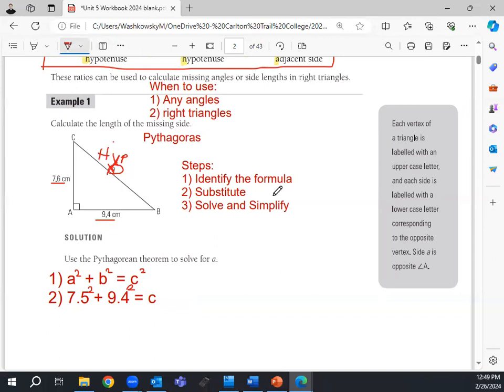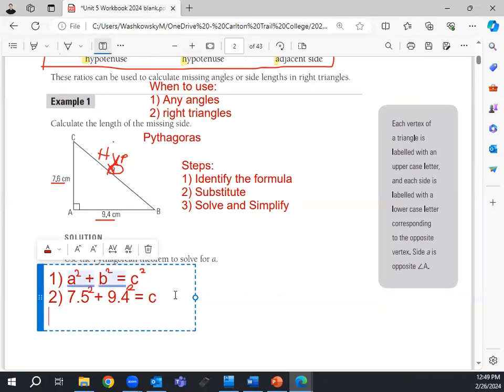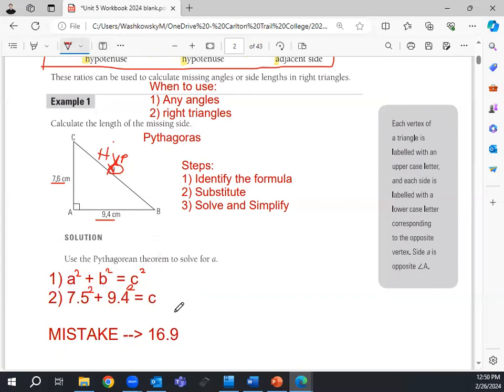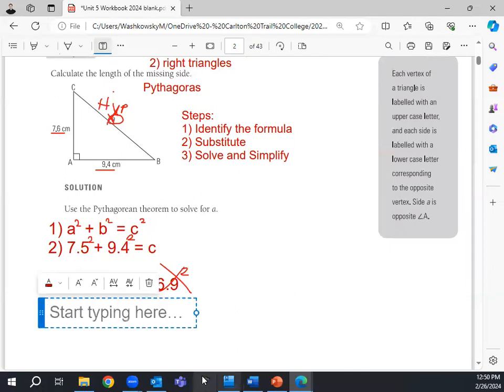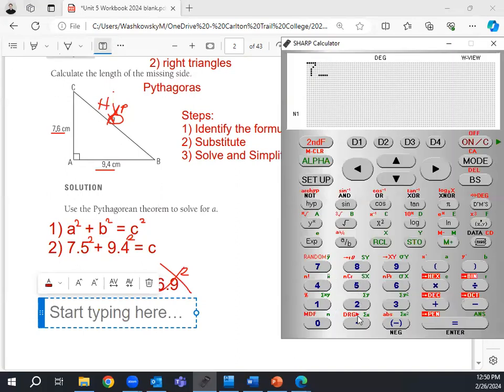So now I've substituted. My final step now is really just, let's simplify and solve, right? And again, your calculator can do the heavy work for you here, but here is a common mistake people make. They'll go, oh, 7.5 plus 9.4 is 16.9, and then they'll square that. We don't do that. Instead, this is saying that this is 7.5 squared, which is 56.25, plus 9.4 squared.